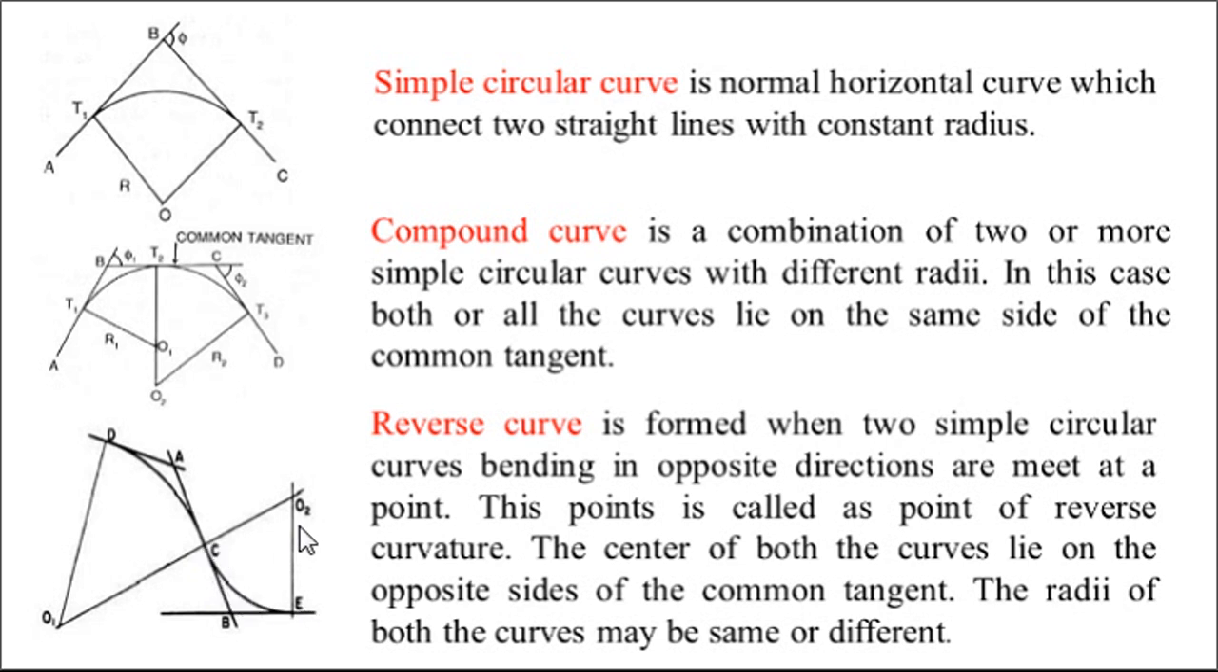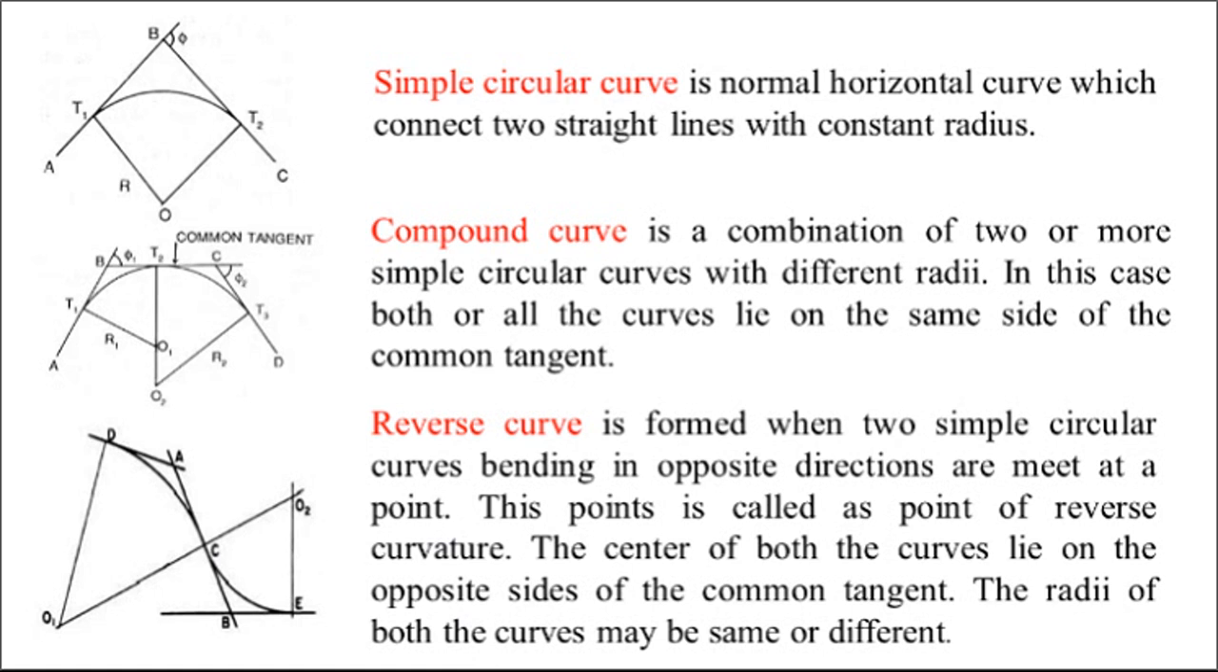So this is a reverse curve. For this portion, this is the origin and this is the radius, and for this curve, this is the origin and this is the radius, and this AB is called the common tangent to these curves. So this is regarding the reverse curve.